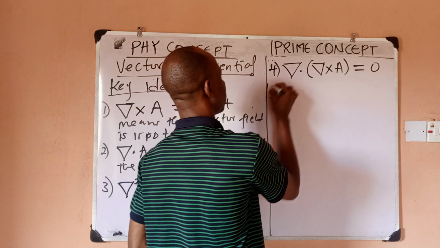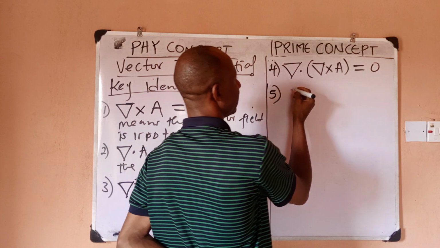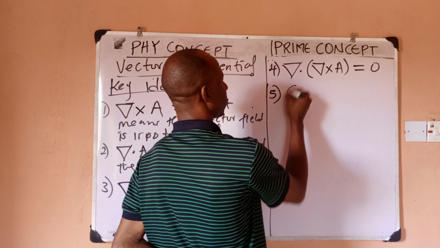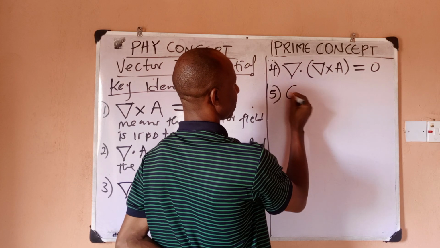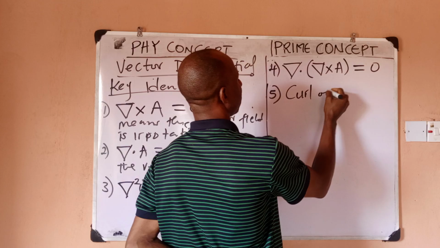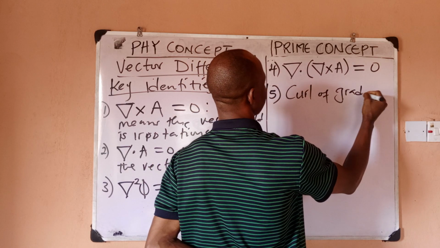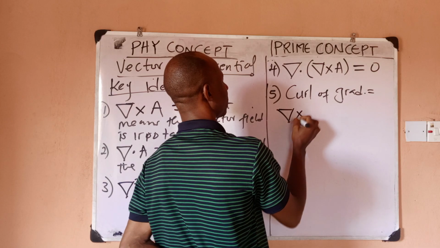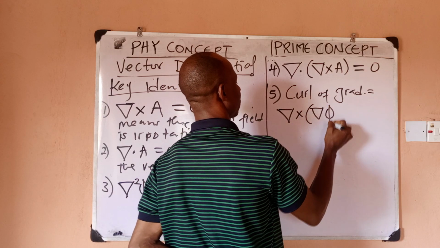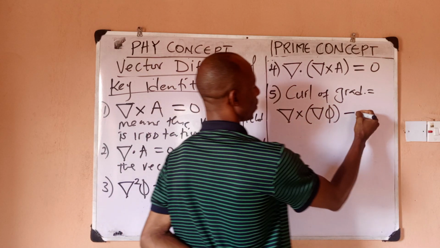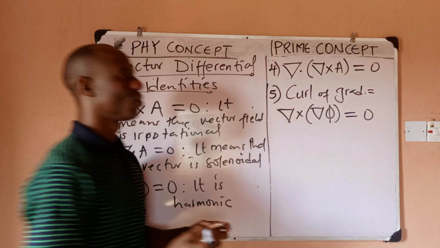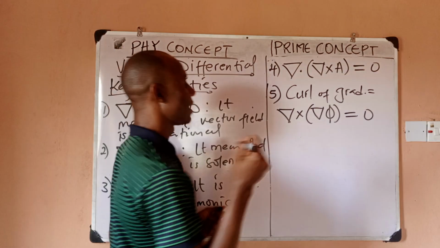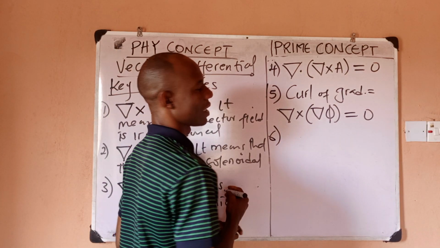Also, I want you to note that the curl of gradient, that is, I have this plus this. So if you have this, this would always be what again? It would always be zero, right? Then I want to also mention an identity I want you to know. I'll write this as number 6.